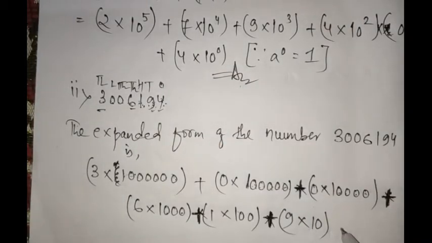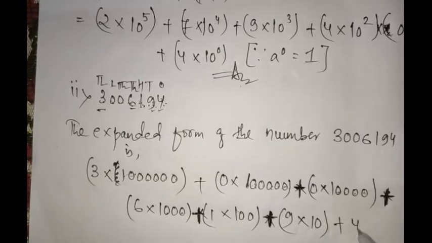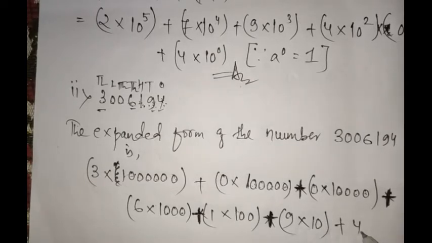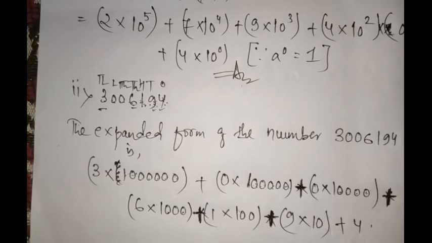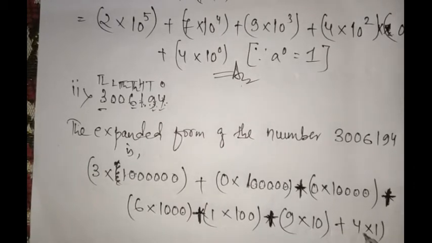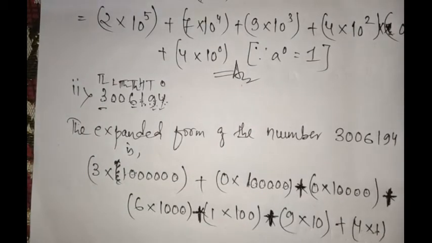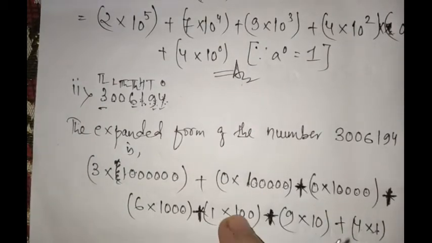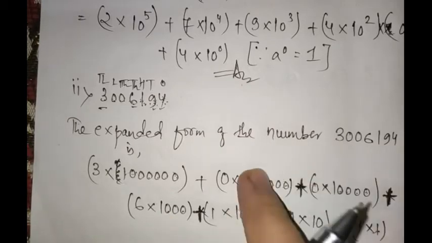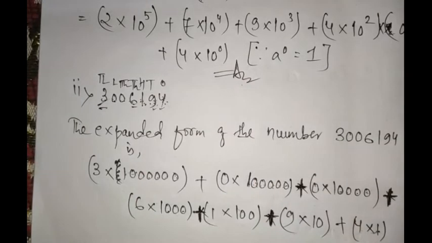So now next is plus 4 into 1. Why 1? Because it is in the ones place, so multiply it by 1. So no 0 here, one 0 is added, again 2 3 4 5 6. That's why it has become ten lakh.